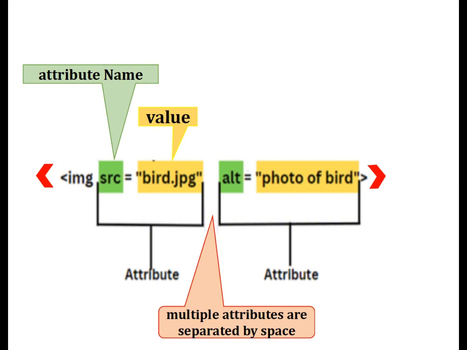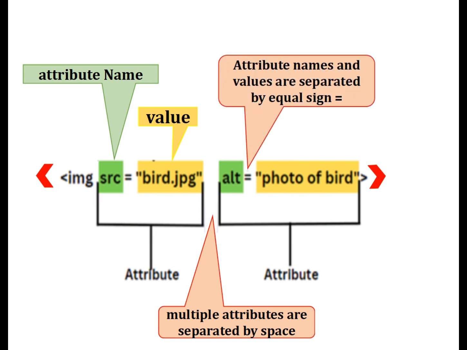And there is another property in an attribute tag: multiple attributes can be used. In that case, each and every single attribute is separated by a space, and of course in between the attribute name and value an equal sign is needed to separate the attribute name and the value. Now let's jump into the code.